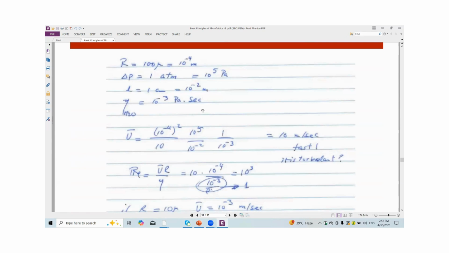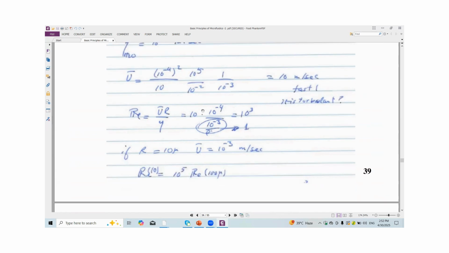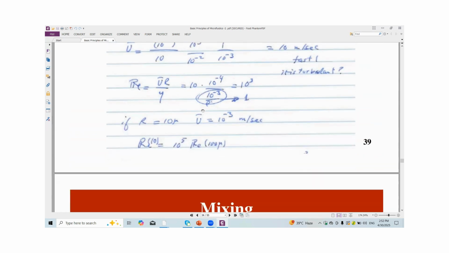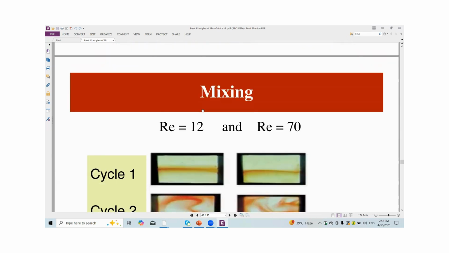So you can see we can easily do the calculation. For example, if someone gave you the pressure drop, length, viscosity, everything, you can easily calculate the Reynolds number, and then based on it decide whether the flow is laminar, transient or turbulent. Then accordingly, you can apply the basics to solve your problem.